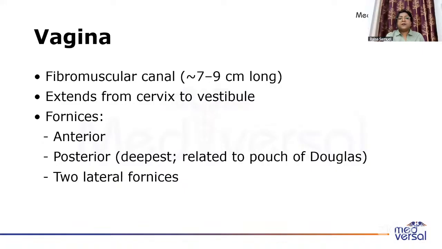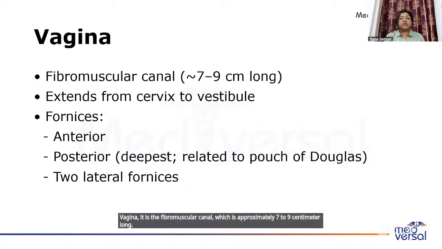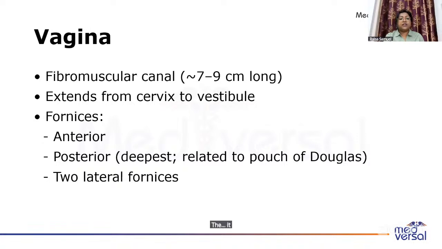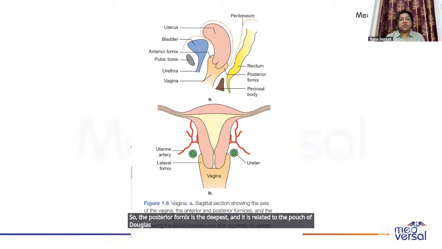Vagina: it is a fibromuscular canal, approximately 7 to 9 centimeters long. It extends from the cervix to the vestibule. It has an anterior fornix, a posterior fornix, and 2 lateral fornices. The posterior fornix is the deepest, and it is related to the pouch of Douglas. So this is the vagina.